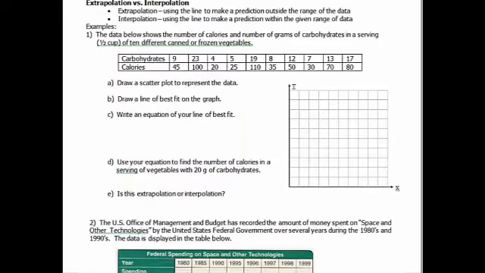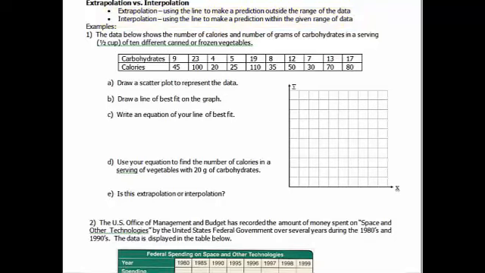Now on page 13, we're going to talk a little bit about extrapolation and interpolation. Big words, not really that complicated. Extrapolation is when we use our line to make a prediction outside of the range of our data. And if we're making a prediction inside the range of the given data set, it's interpolation.